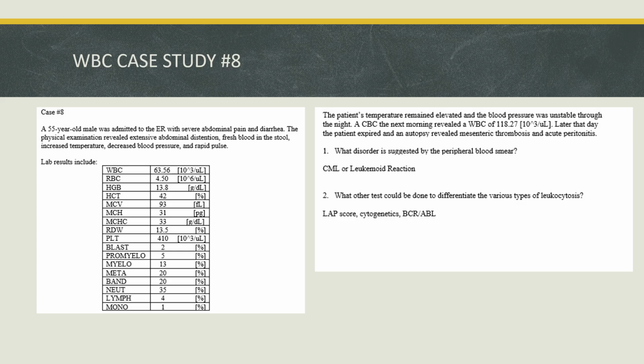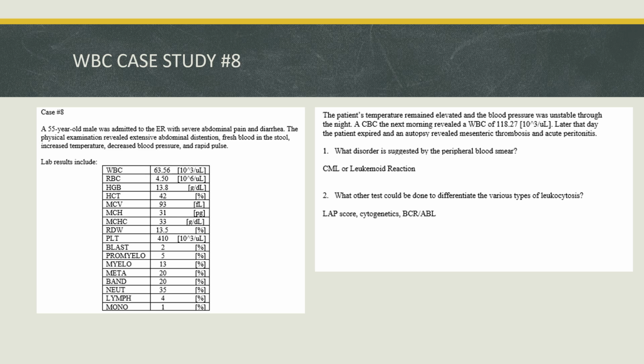So we might do a LAP score. And in this case, if the LAP score was elevated, we'd know for sure that we were looking at a leukemoid reaction. We might do cytogenetics just to check to see if there's a presence of that Philadelphia chromosome and that BCR-ABL gene rearrangement.